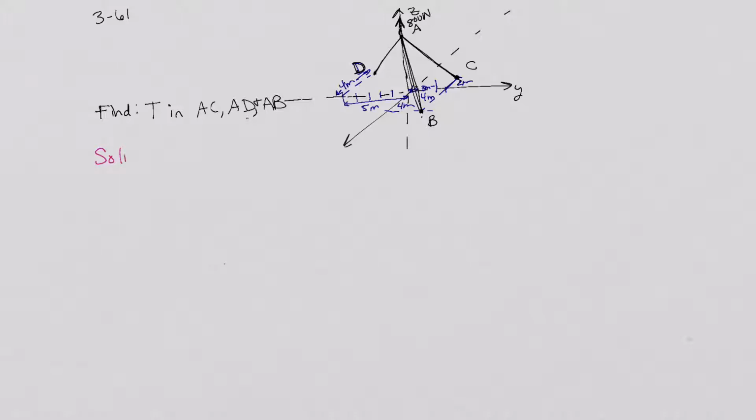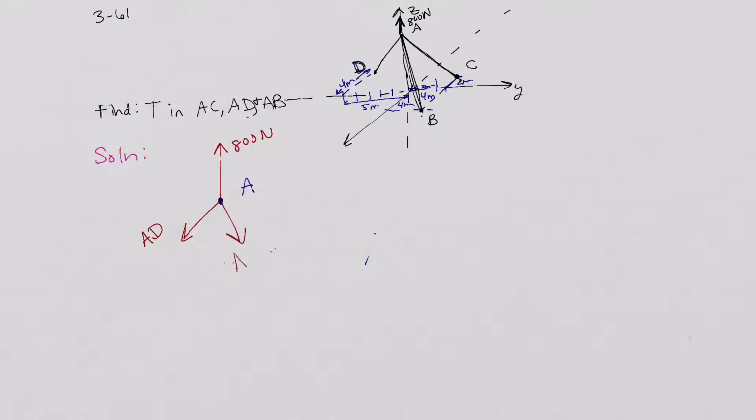So for this problem, I'm going to write in pink. We'll start with doing a free body diagram. That's what we usually do. So we'll do A, then we have that 800 Newton force acting up, and then we've got a force from A to D, one from A to B, and one from A to C.